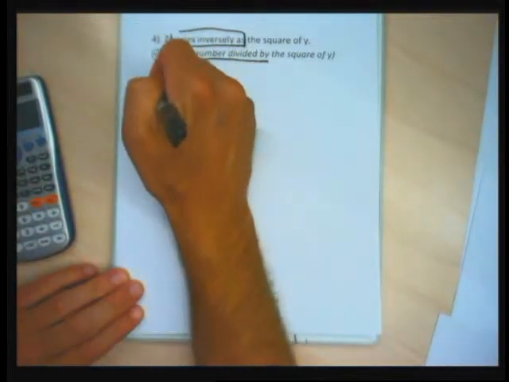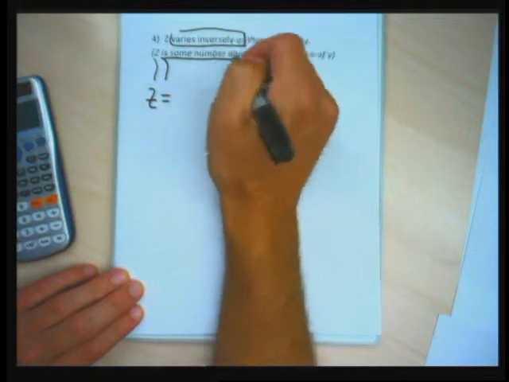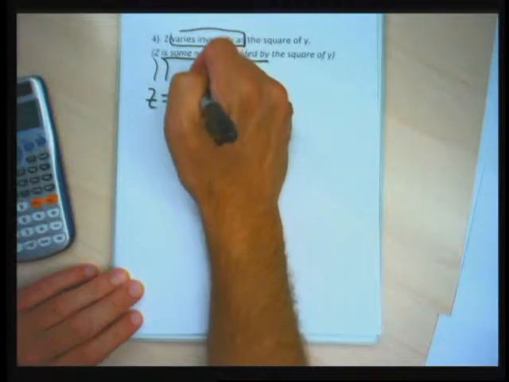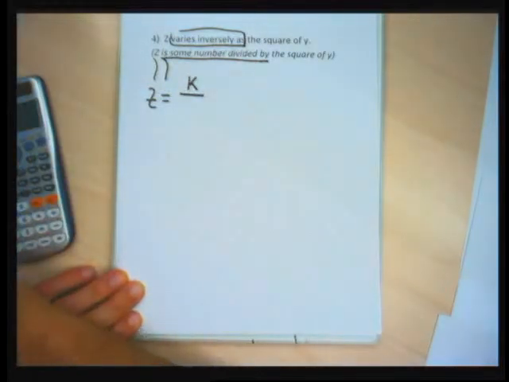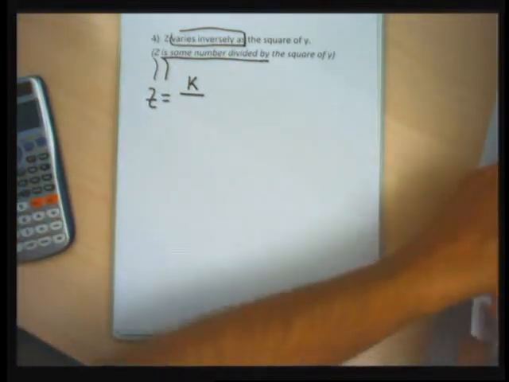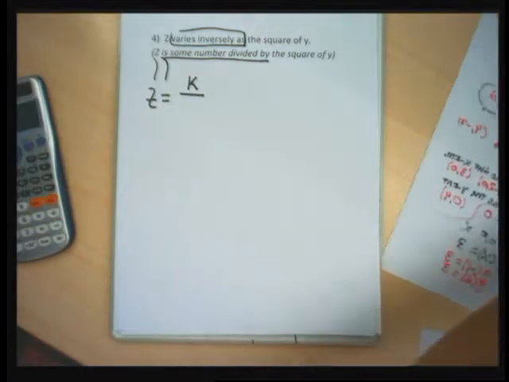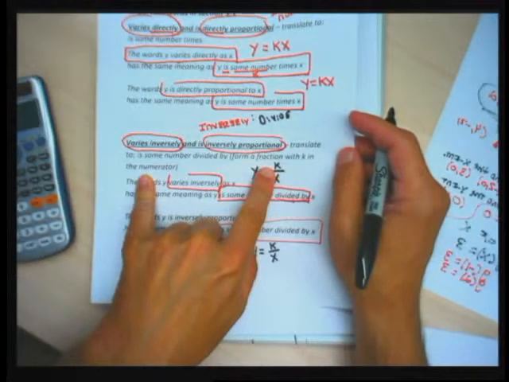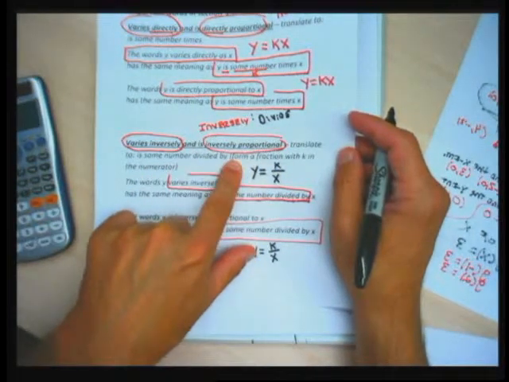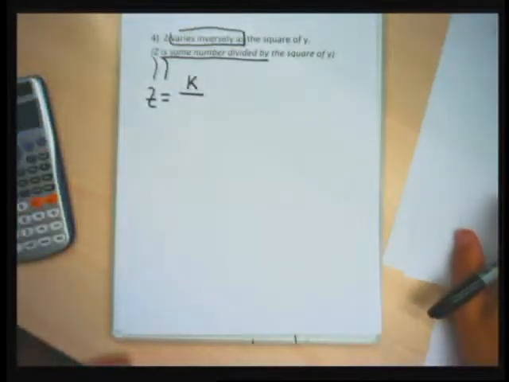The letter z I'm going to write as the letter z. The "is" I'm going to make an equals. The "some number" I'm going to make a k. The "divided by" I'm going to make a fraction symbol. Usually when we have varies inversely, we make a fraction with a k in the numerator, and I'm sure on that little thing that I typed up, I said that because I'd be surprised if I didn't. I said, form a fraction with a k in the numerator. So varies inversely goes to divided by, and generally when we're making an equation, we make a fraction with a k in the numerator. I'm going to be completely consistent with that.